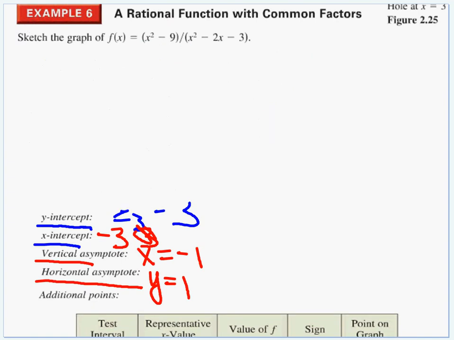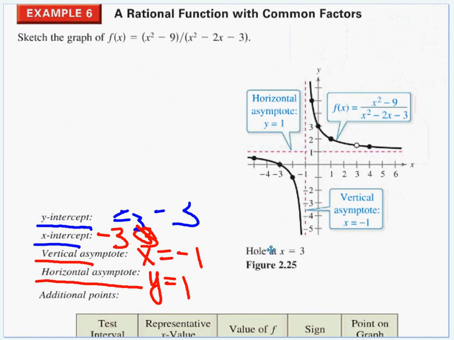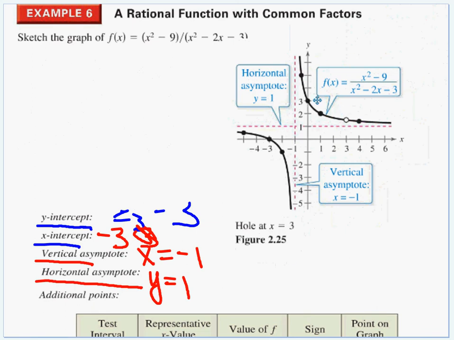And of course, we'll look at the book's graph. Very similar to ours, they found some additional points. And notice above 3, where we had our x-intercept at 3, that's actually a hole in the graph. It's not a vertical asymptote, but it would zero out the denominator of our original function.